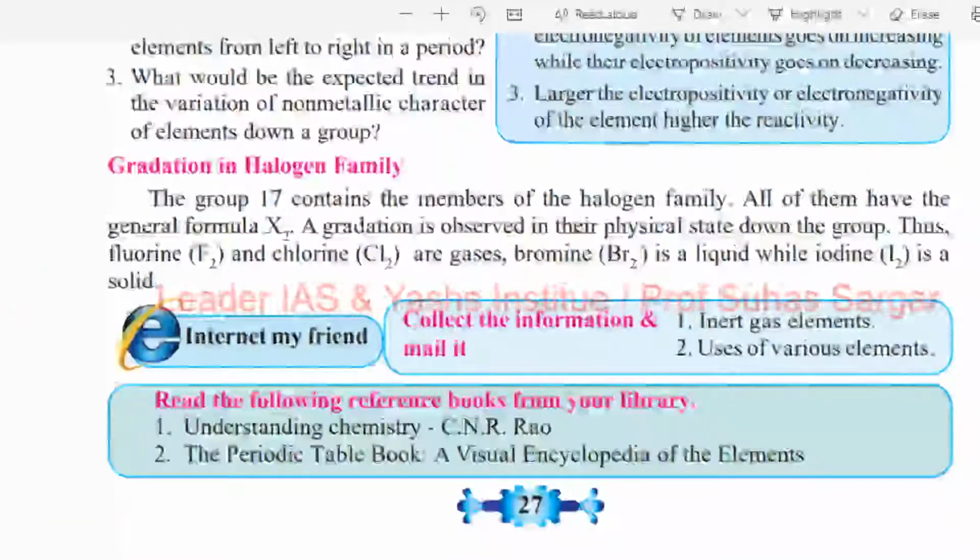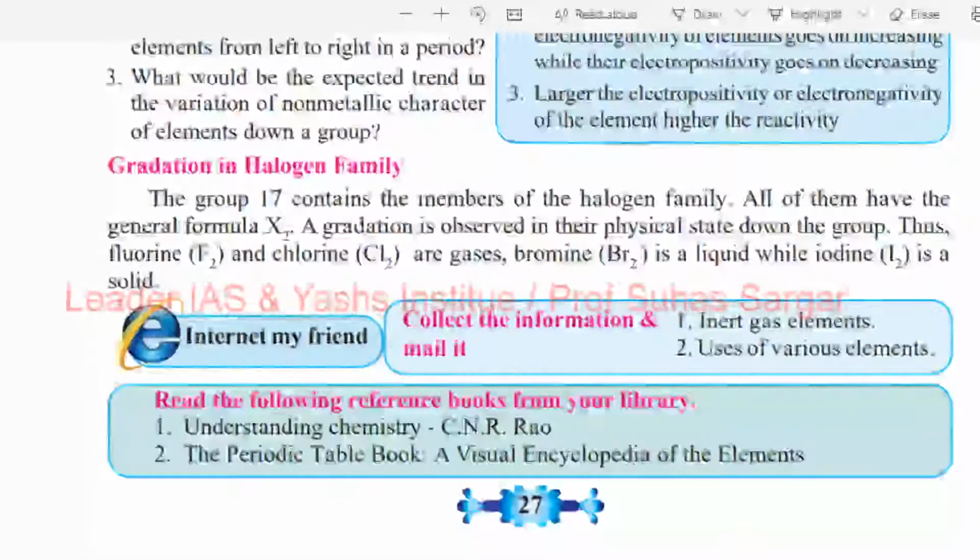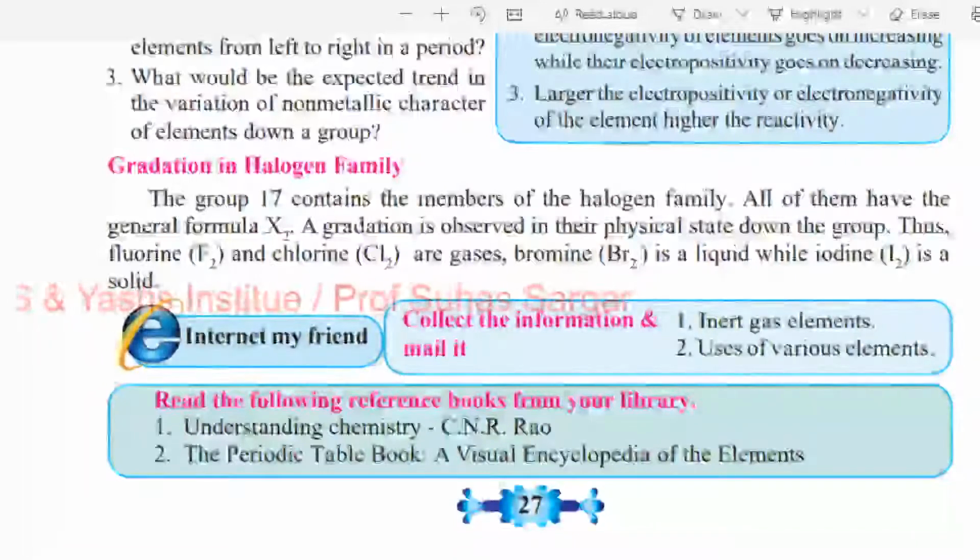Gradation in the halogen family. Group 17 contains the members of the halogen family. All of them have the general formula X2. A gradation is observed in their physical state down the group. Thus, fluorine and chlorine are gases, bromine is a liquid, while iodine is a solid.